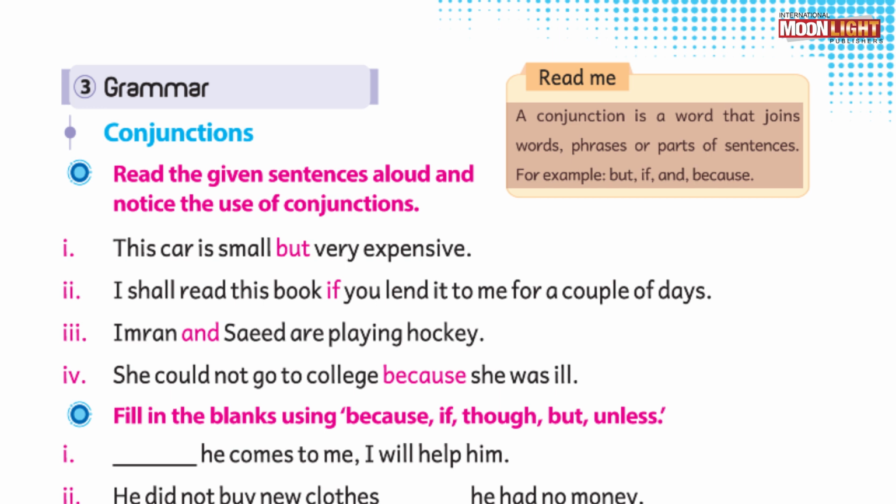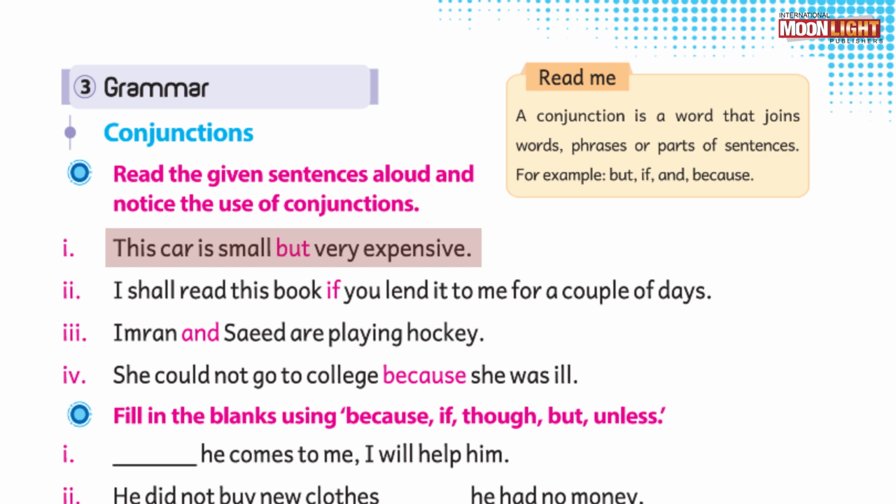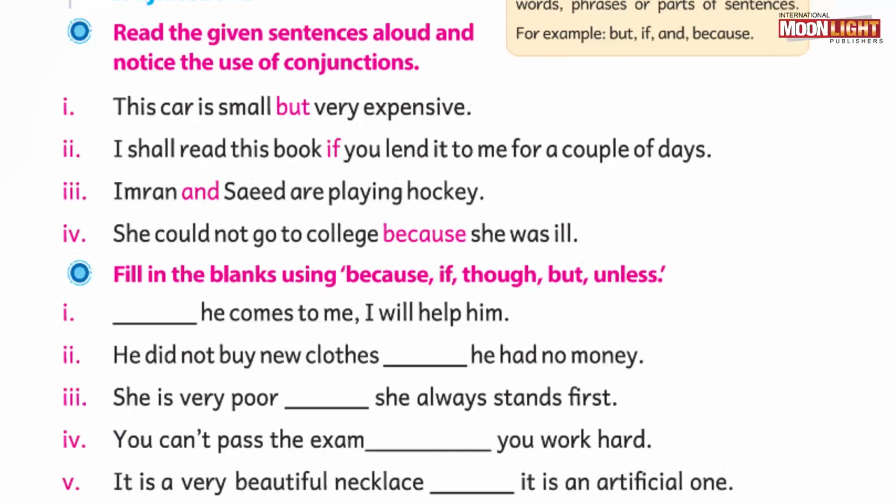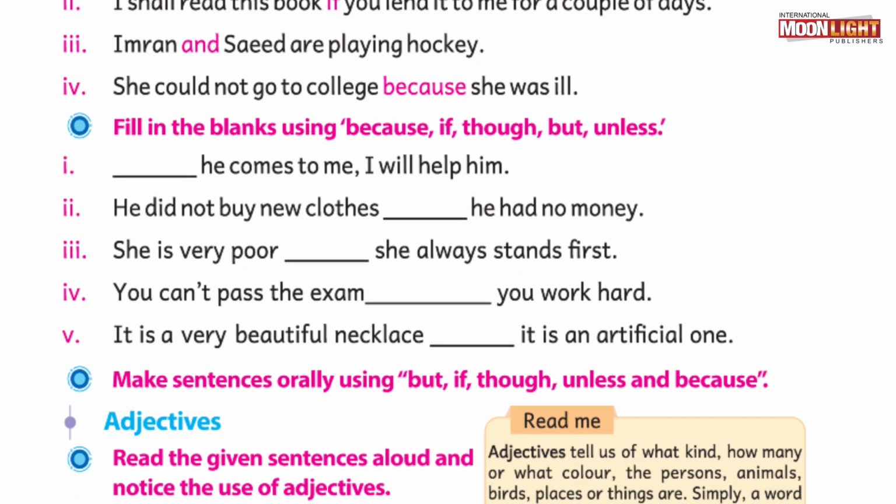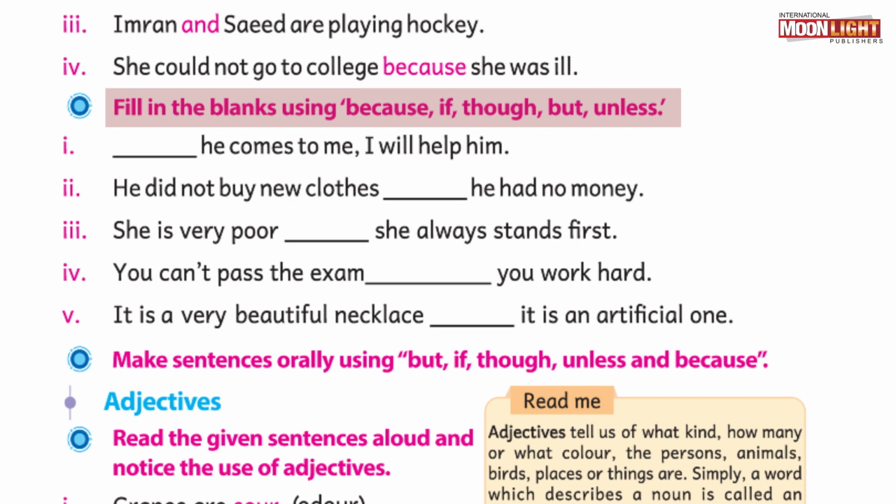Just look at this example. This car is small, dash, very expensive. It means that we are going to write that no doubt this car is very small, but still very expensive. So we'll write the conjunction but. Now we have been given some sentences and we have to complete these sentences by putting the proper conjunctions. And the conjunctions can be because, if, though, but, unless.